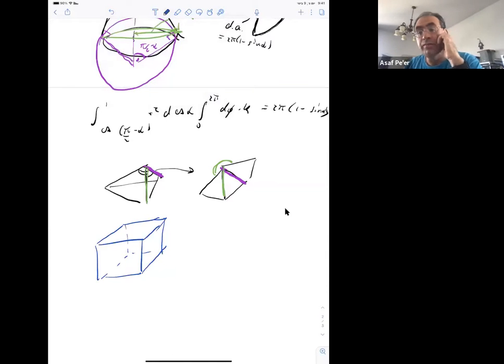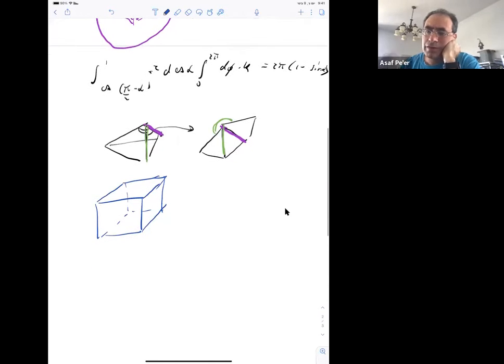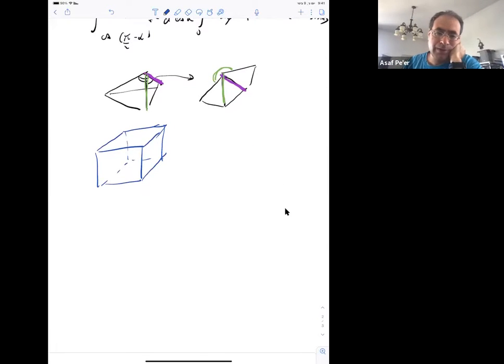So how can you prove it? The easiest way to prove it, in my opinion at least, is to notice that any polyhedron you can always divide into triangles, right? Because any face that is not a triangular face, you can always divide into triangles, right? So maybe I should do.